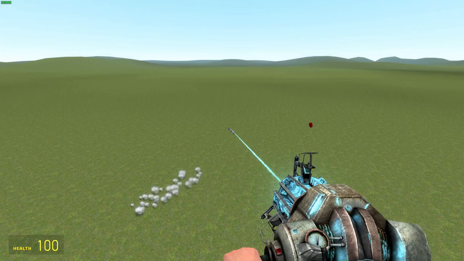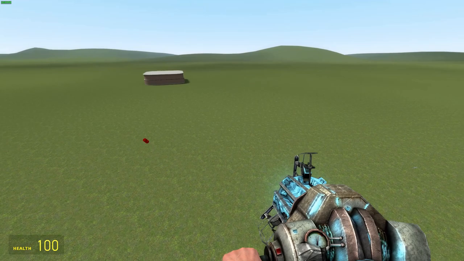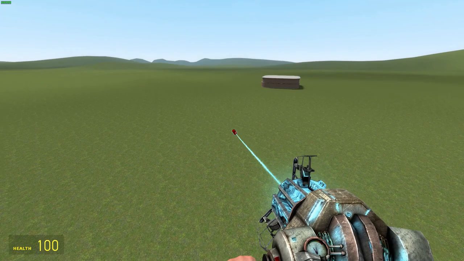The intercept point actually closes. It'll start out far away from the target, but as it's approaching and accelerating towards the target, it'll close in on the target. So it doesn't just hang out at one point in space.